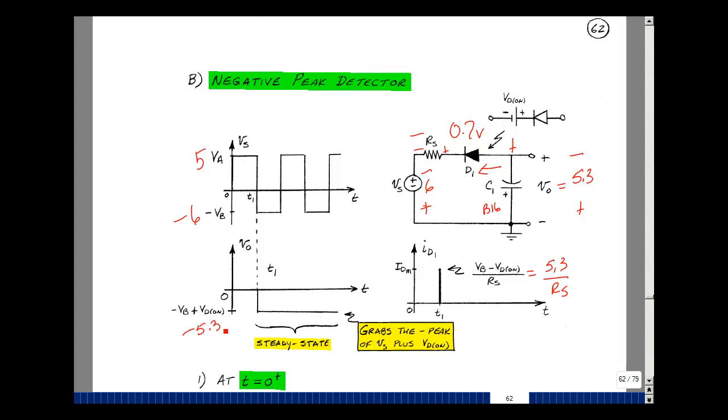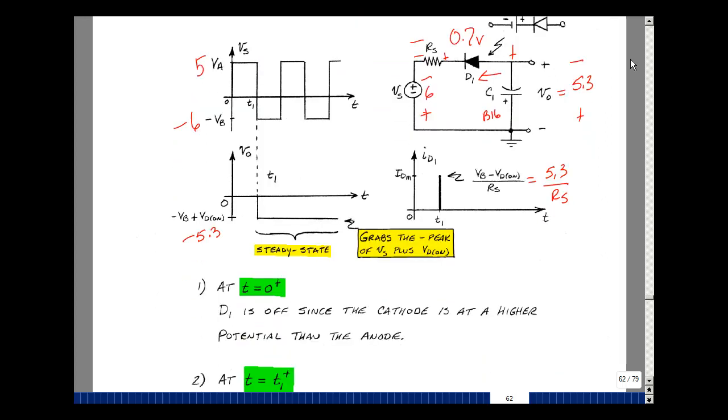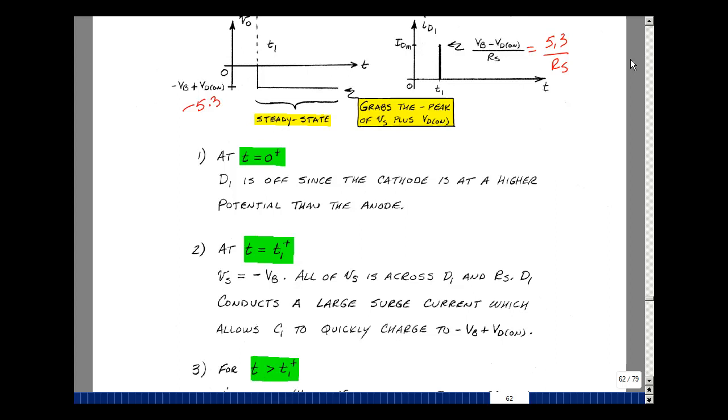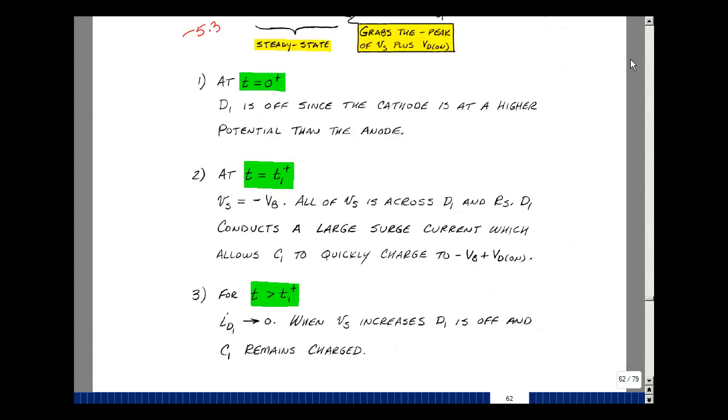Symbolically, this is what the circuit does. It goes to minus B plus 1 diode drop. In other words, it's grabbing the most negative peak plus 1 diode drop. This is in steady state. There was a transient analysis in this case; in the previous one, there wasn't. I encourage you not to memorize this formula, but simply remember what this does. Very simply, this circuit grabs the most negative peak in the input plus 1 diode drop and hangs on to it. This is all in words below here; again, I did it symbolically. And these are peak detector circuits.